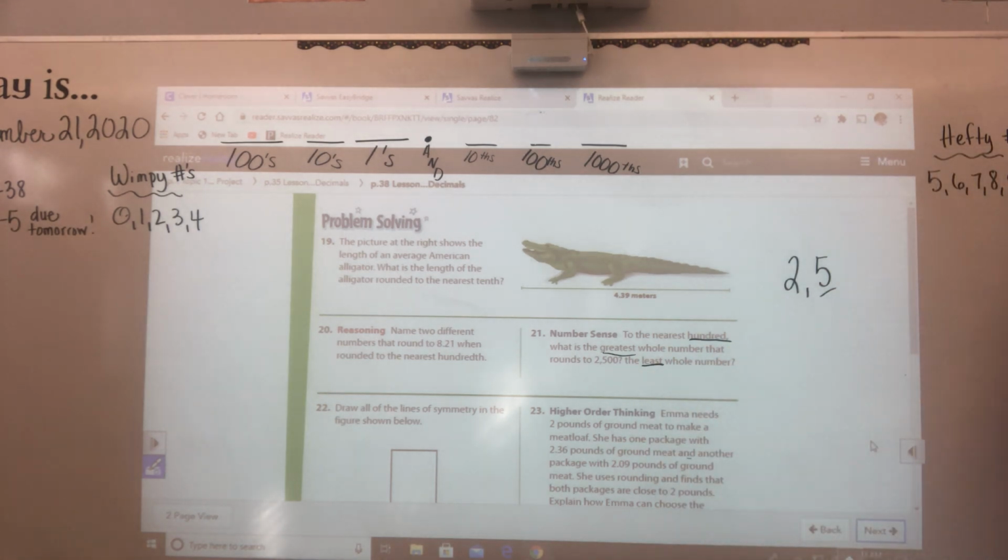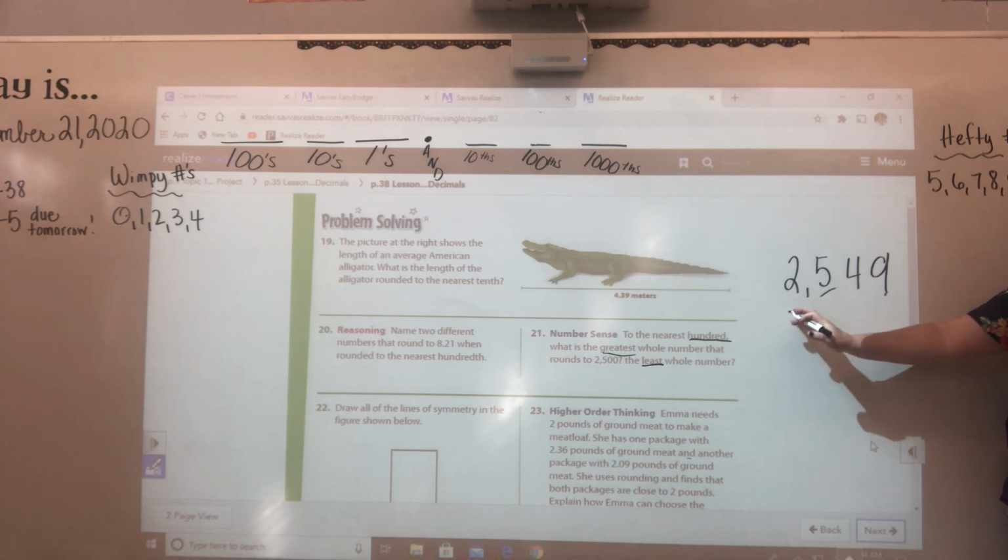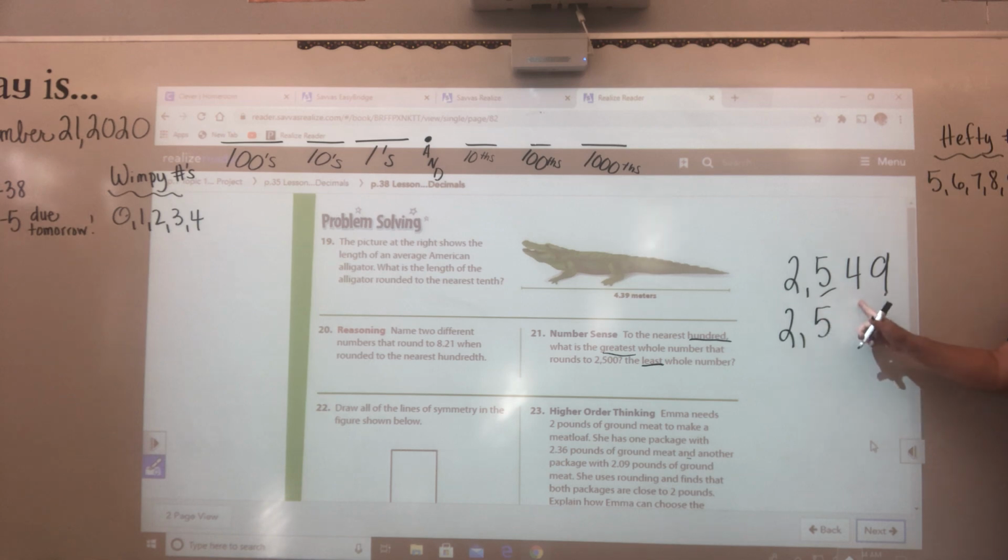You think you know? 2, 5, 4, 9. I think I like where he's talking. Now, here we go. Will the 4 change that? No, it'll stay the same. So what do you know about this 2? It stays the same. What do you know about this 5? It stays the same. What do you know about this? It turns to 0. What do you know about this? 0. Okay, what would one number higher than this be?